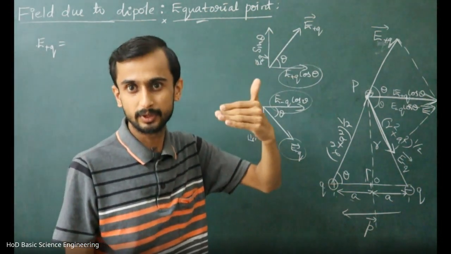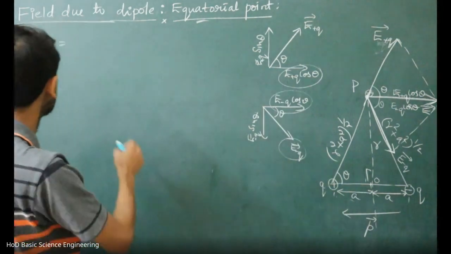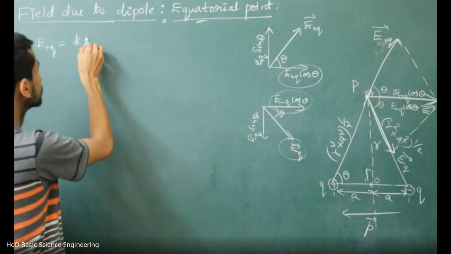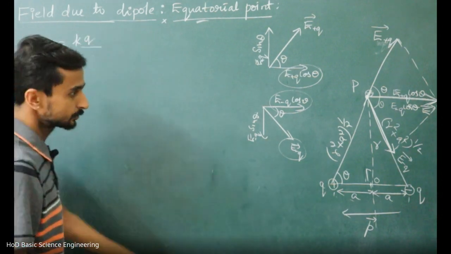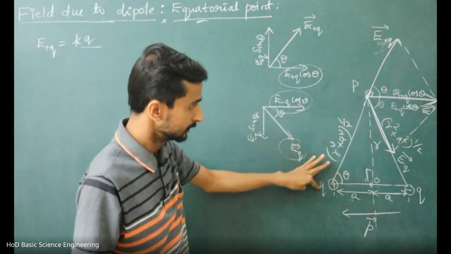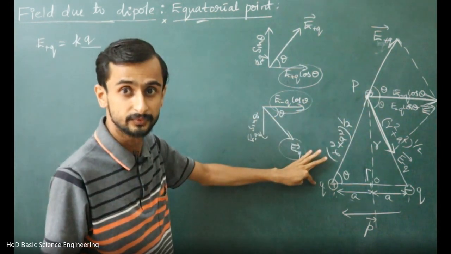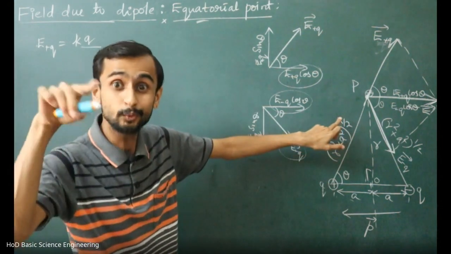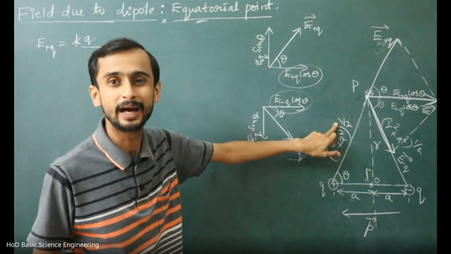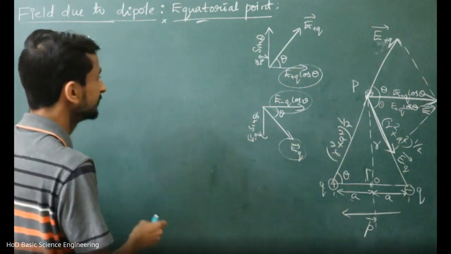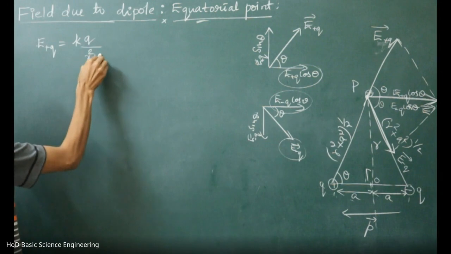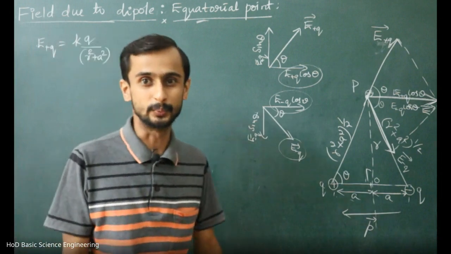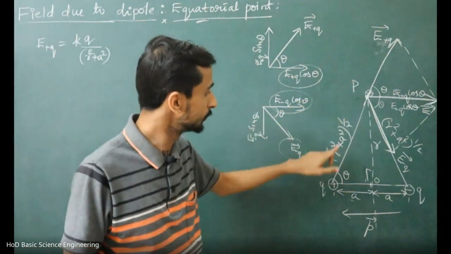I will write 1 by 4 pi epsilon naught as K. So it is K into Q, the charge, divided by R square. R square means the distance from here to here, that distance squared. So what is that distance? That is R square plus A square to the power half. That one squared, so the square root and the square get cancelled, and you are left with R square plus A square. So that is the electric field at P due to plus Q.